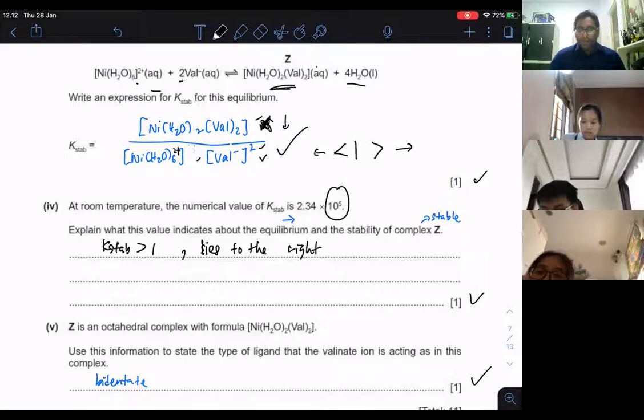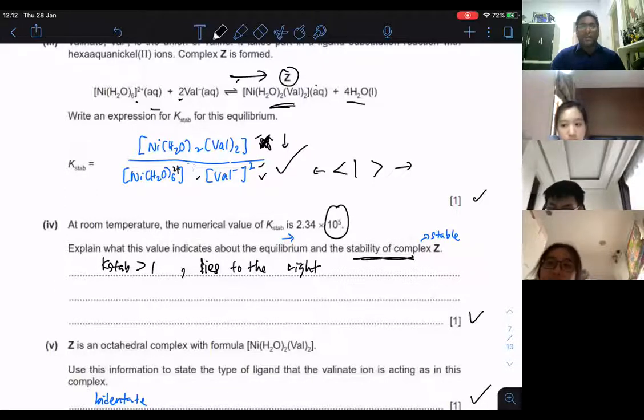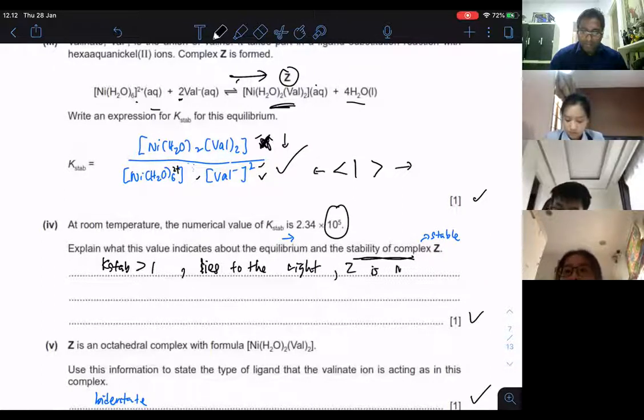Okay, so it lies to the right, and then to answer stability of complex Z. This is complex Z, and then stability. Since it's towards the right, it means this is more stable. Whenever they are forming something, they like to form something that is stable. So of course that is more stable. So you can say Z is more stable.